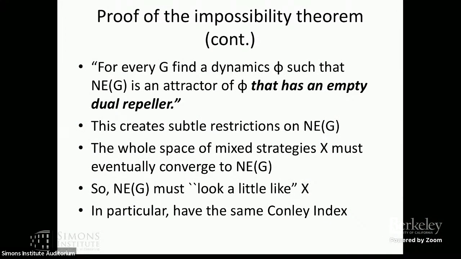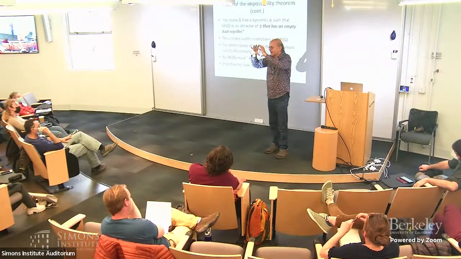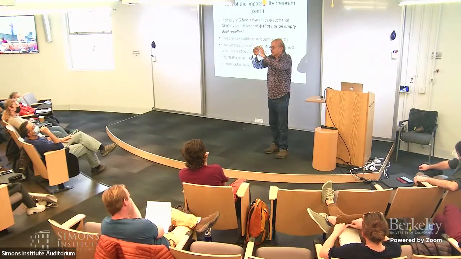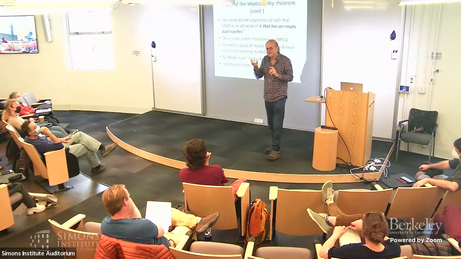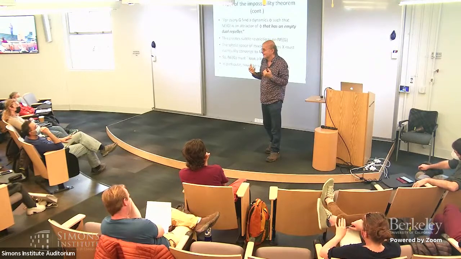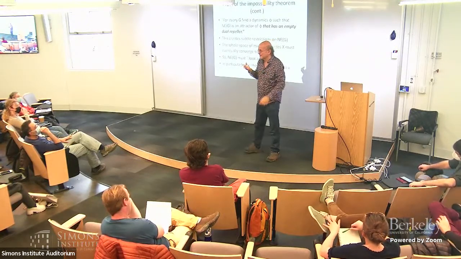This creates subtle restrictions on the Nash equilibria that are not obvious. The whole space of mixed strategies X must eventually converge to the Nash equilibria. So if there is no dual repeller, we want everything to eventually come to the Nash equilibria. As a result, the Nash equilibria must look a little like X. Here is why. Imagine that I have a set and I apply a semi-flow to it. It becomes this set. This set has to be a little like this. In other words, in some deep structural manner, which I'm going to explain, the deep nature of the cycles that exist in this space cannot change.